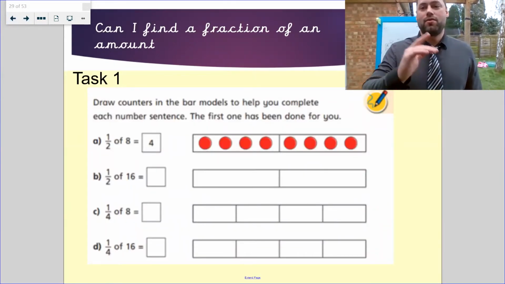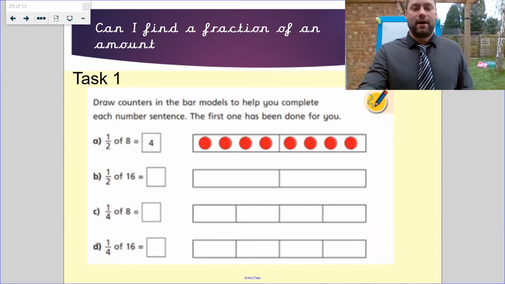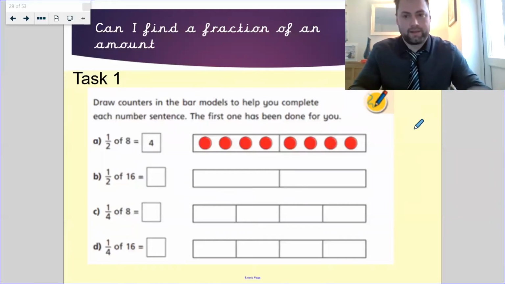Okay, we're going to go through the answers. But before we do that, I'm going to get my graphics pad so that I can write on the screen a lot easier than me using the mouse. Okay, right, so I've got my graphics pad now, so I should be able to write a little bit easier. So you need to draw counters in each of the bar models to help you complete each number sentence. The first one's been done already, so let's have a look at the other one.